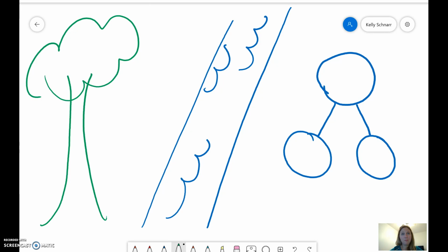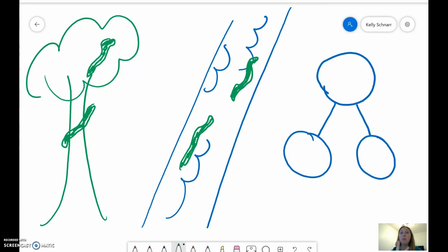I saw that there were 2 snakes in a tree. 1, 2. They were slithering along the tree. And there were 2 snakes swimming in the river. 1, 2. How could I show a number bond that could tell me how many snakes there were in the whole picture?